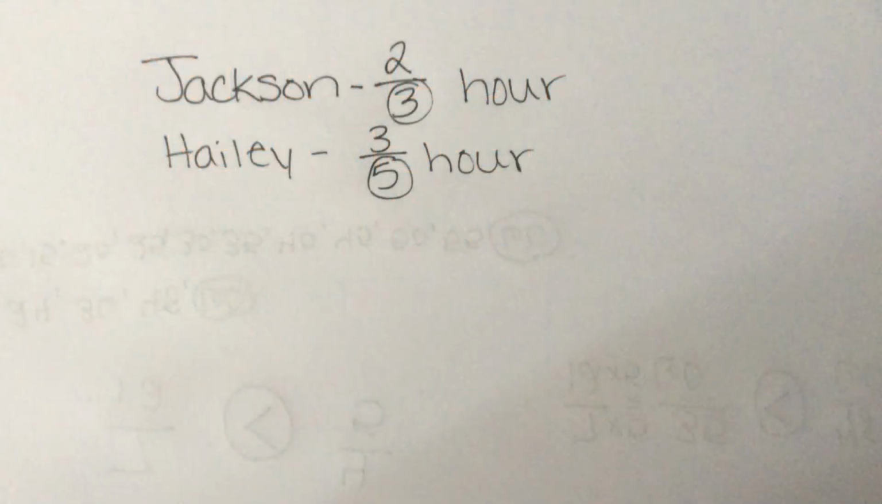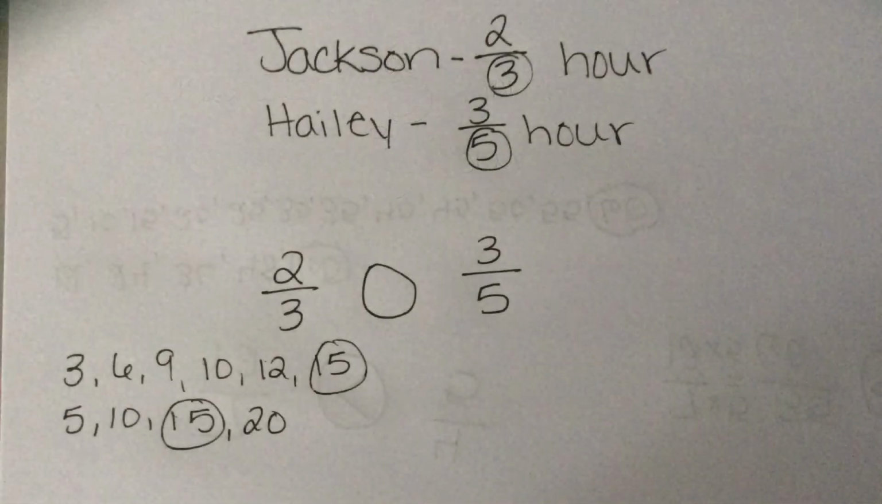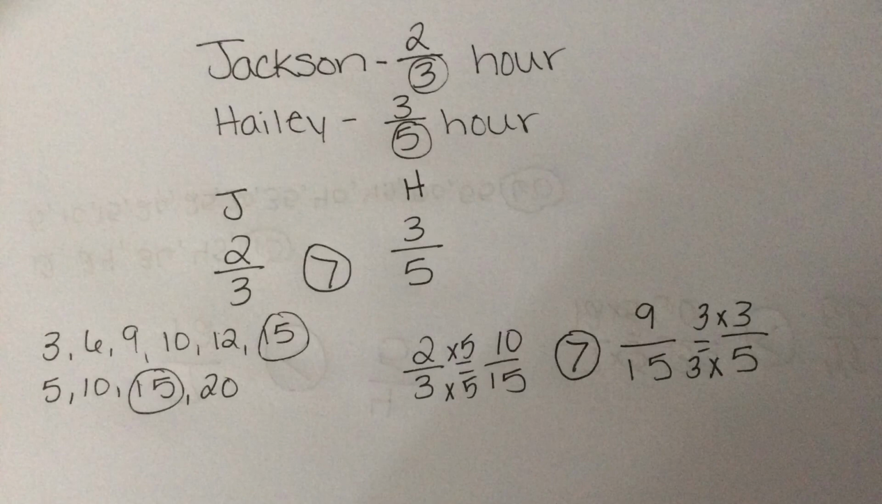I start with what I know in this problem. Jackson played the video game for 2/3 hour. Haley played the video game for 3/5 hour. I need to figure out who played it for a greater amount of time, but the denominators are different. So I start by listing the multiples of each of my denominators. I find that 15 is a common multiple of 3 and 5.